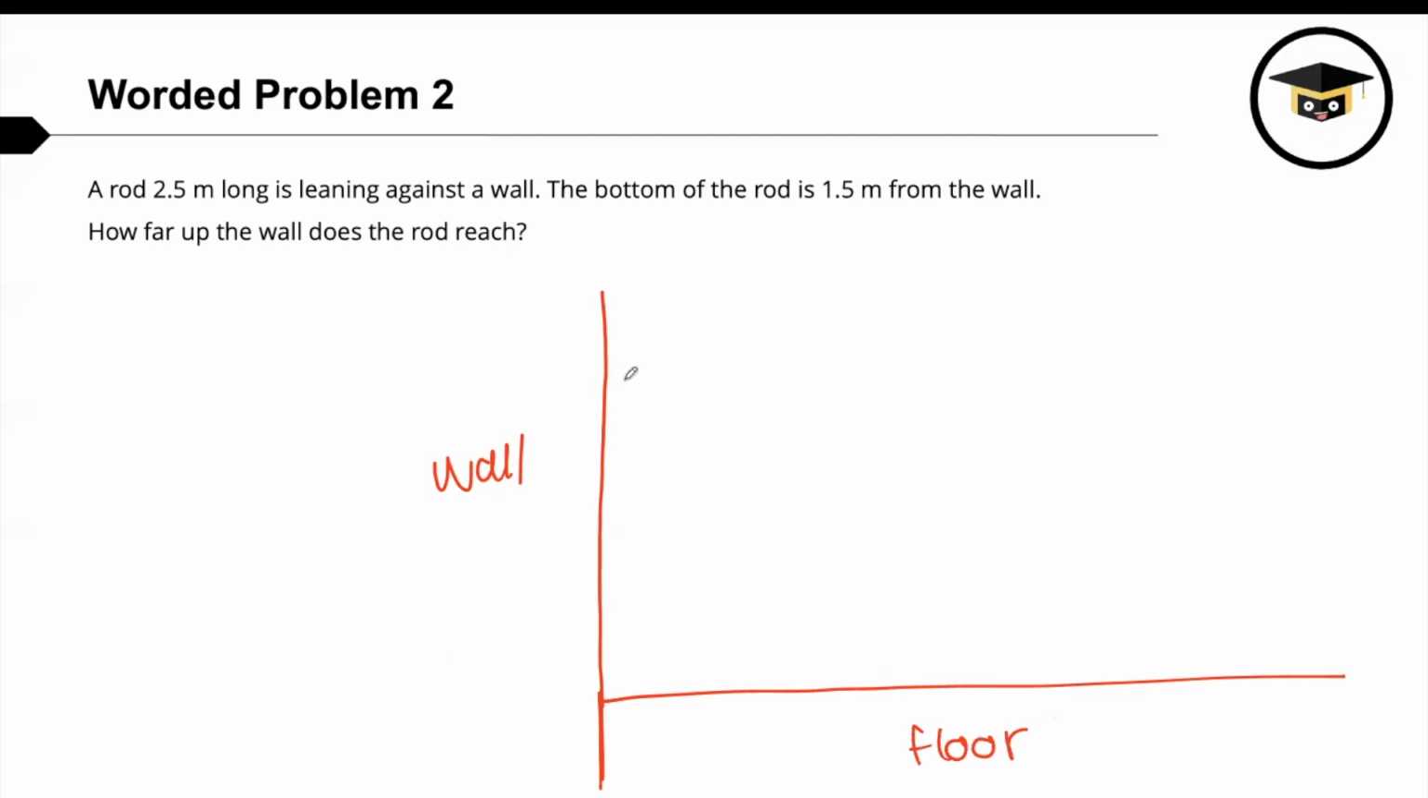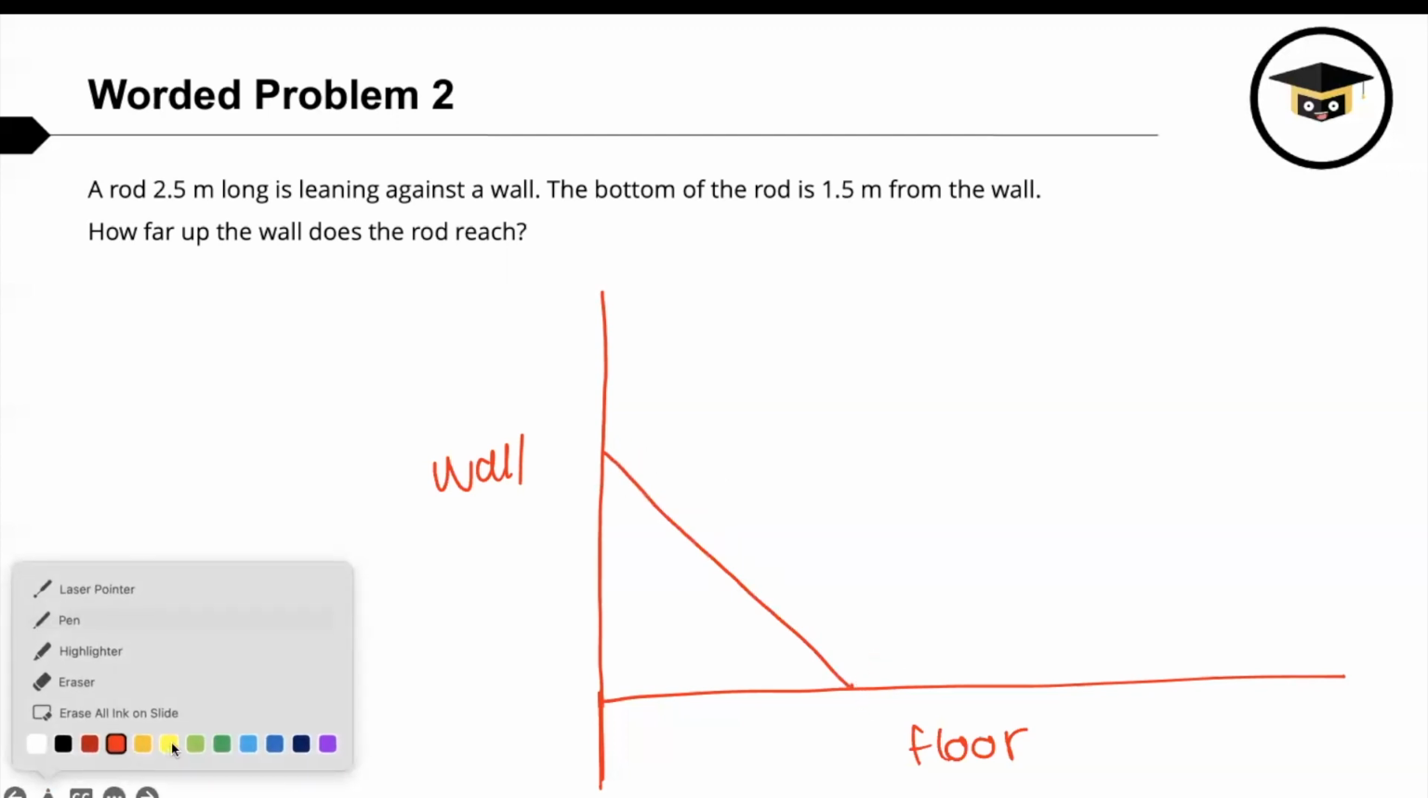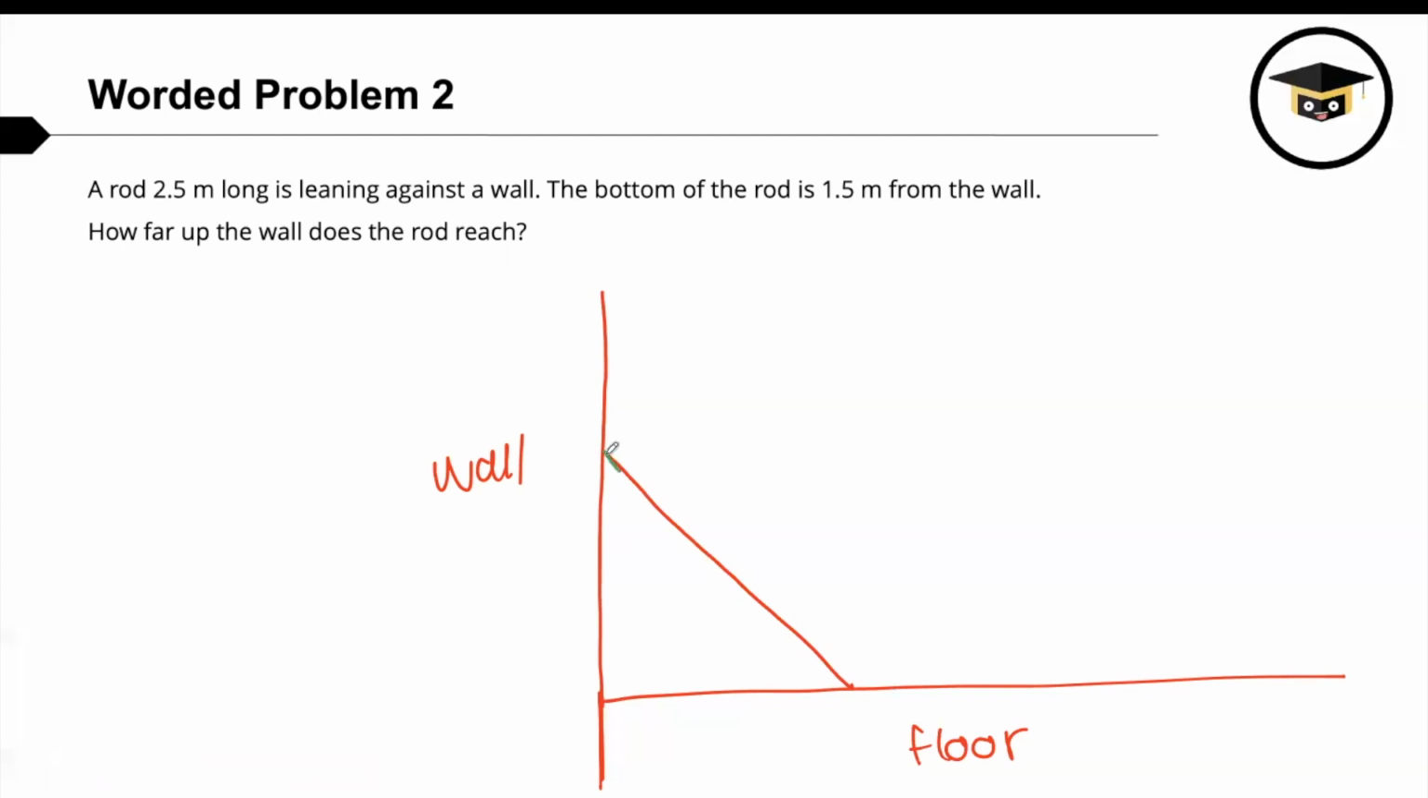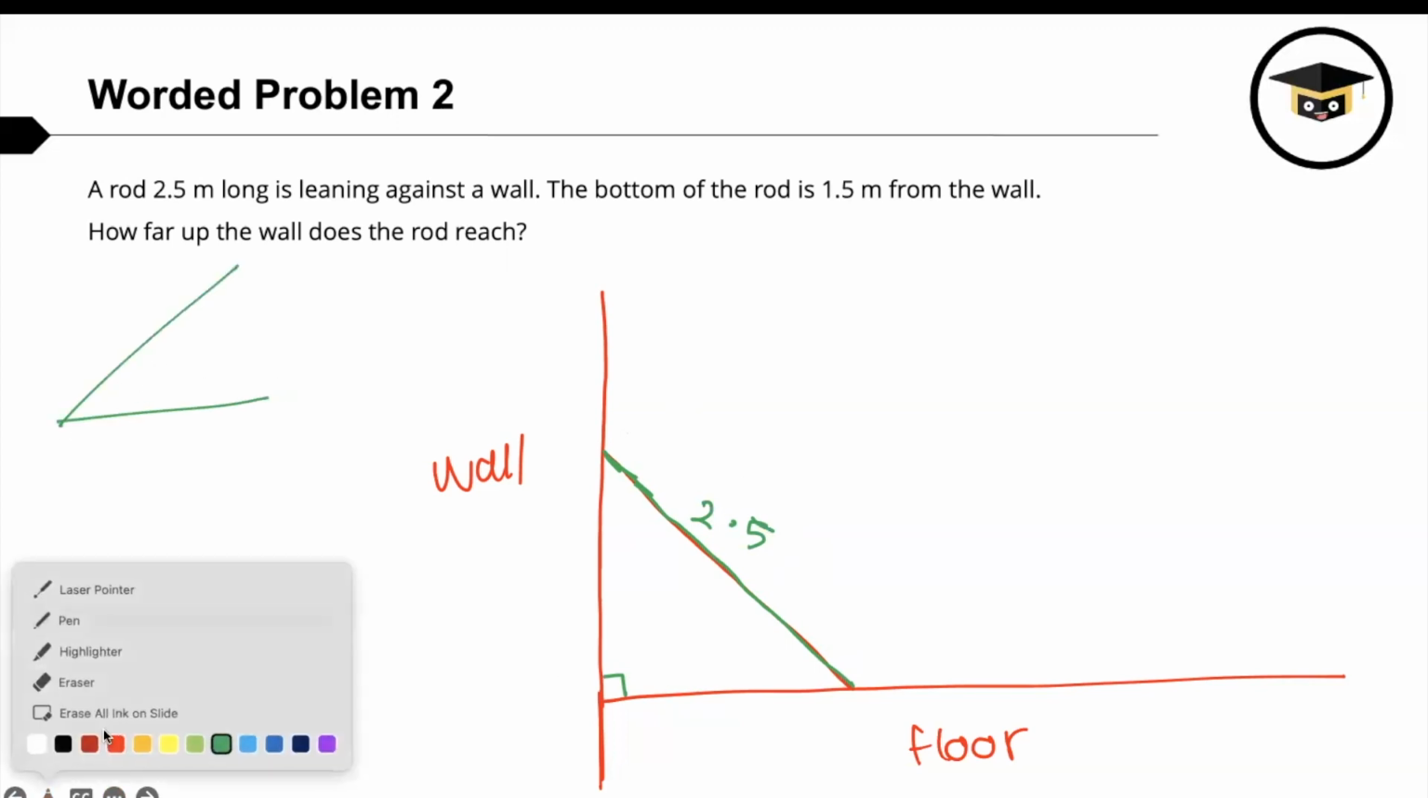And we have a rod. Okay, so let's draw the rod, and it's leaning against the wall. So some of it's on the floor, some of it is on the wall. In fact, it might be a good idea to just draw it in a different color. So let's say green. Now, what do we know about it? We know that the rod is 2.5 meters long. So we know that this is 2.5. Also, we know that this is perpendicular because a wall and a floor is nearly always perpendicular. There aren't many walls that are leaning like this against a floor.